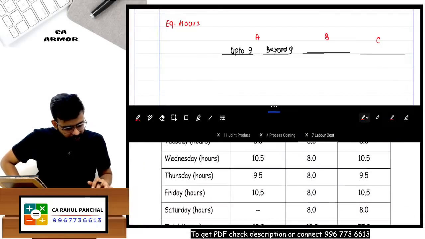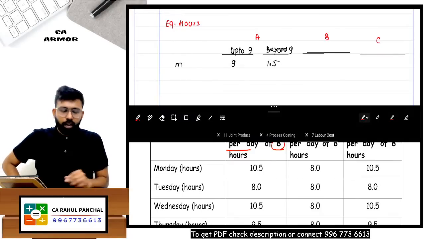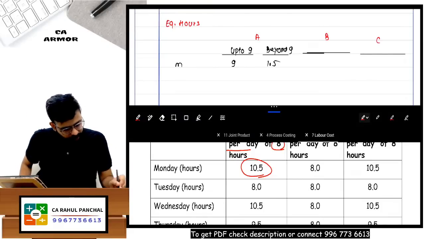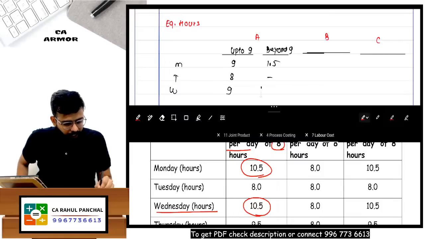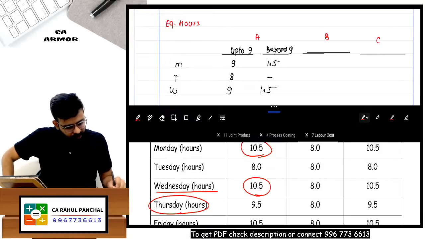Sir, Mr. A has worked for how many hours on Monday? Monday he has worked for 9.5 hours. So 9 and 1.5. 10.5 na? So 9 hours are normal. Above that is overtime. Then on Tuesday he has worked for 8 hours. So just write down 8 hours. And Wednesday he has worked for 10.5. So you will write 9 and 1.5 because 10.5 when I say it is 9 and the remaining part is 1.5, then it is Thursday.